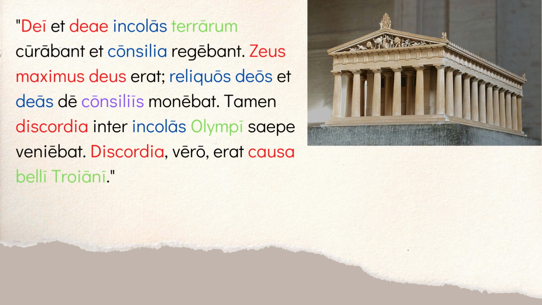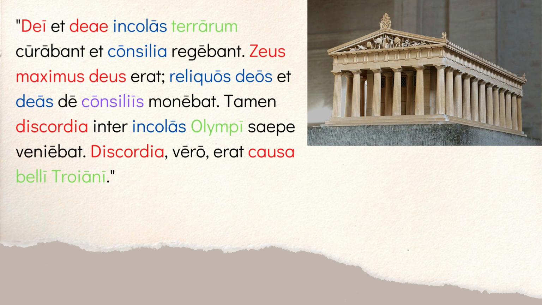She says, Dei et deae incolas terrarum curabant et consilia regebant. So the gods and goddesses, that's my subject, they curabant, they were taking care of, or they took care of, incolas terrarum, the incolas, the inhabitants, terrarum is genitive plural, of the earth. So she's saying they take care of, or they took care of, the inhabitants of the world, or the inhabitants of the earth. And regebant, you could say they were ruling, but it almost means like they were guiding. Consilia, plans, right? They were kind of giving plans, or maybe you could even say directing plans, or guiding plans. It means they're offering advice and they're telling people what to do, right, is the idea.